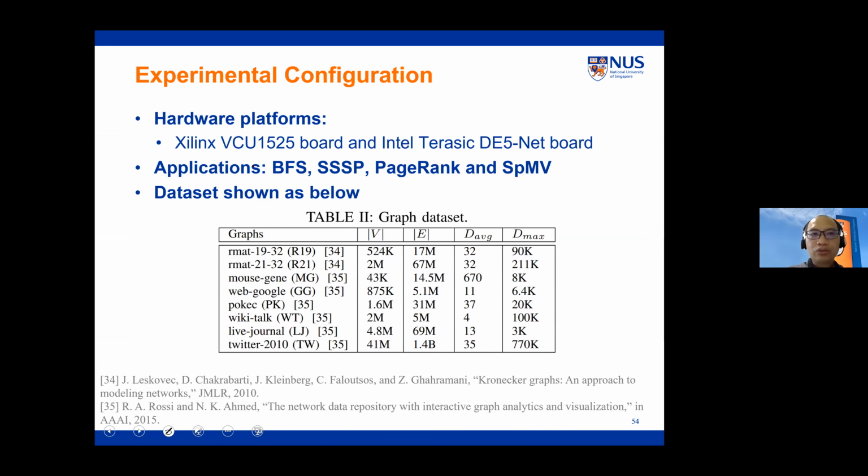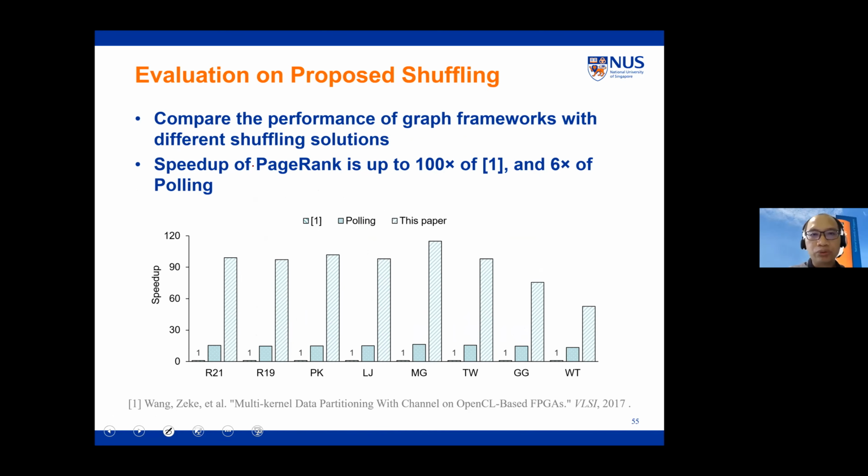We evaluate the system on Xilinx and Intel boards with some real-world graphs. This figure shows the performance of the shuffling itself. We compare with polling, with the convergence kernel, and also with our paper ScalaGraph. The speedup can be over 6 times compared to polling and 100 times over the convergence kernel.